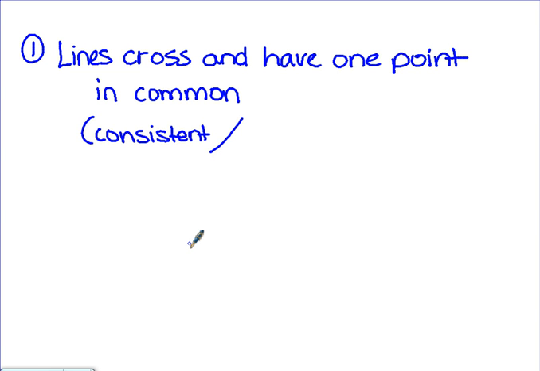Lines are either going to be consistent or inconsistent, dependent or independent. So they are going to have two qualifications. Lines cross and they have one point in common, meaning it's consistent. There's one solution common to all equations in the system. But are they dependent or are they independent? Do they have the same graph or do they have a different graph? That would depend on if they look the same. If they are crossing, obviously they're not the same graph, and so they're going to be independent of each other.